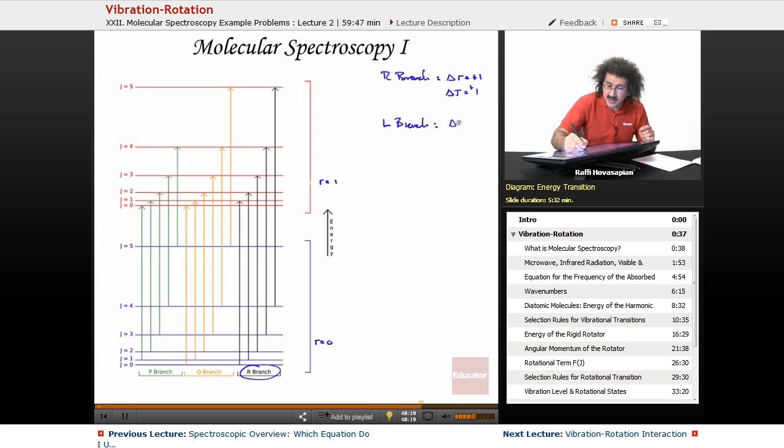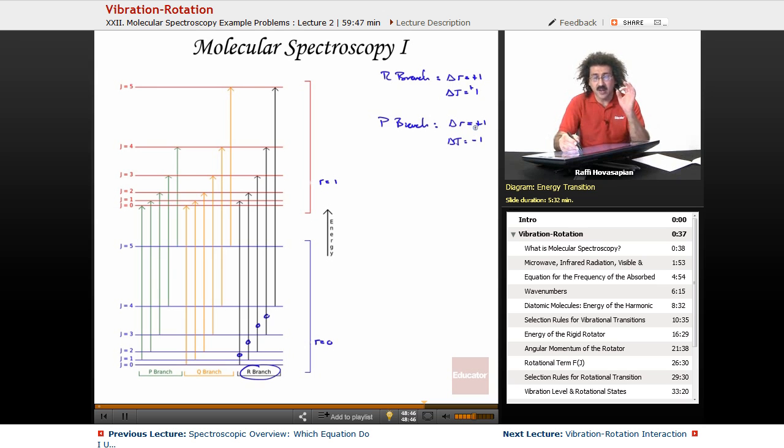The P branch, sorry, I said L branch, represents, again, delta v equals +1. We're going up a vibrational state, but for delta J equals -1. In other words, on the spectrum, I see a line for this transition, a line for this transition, a line for this transition, and a line for this transition.